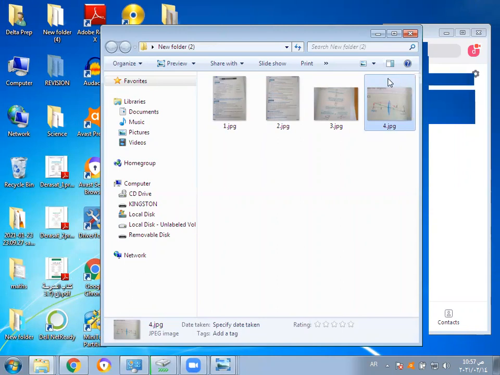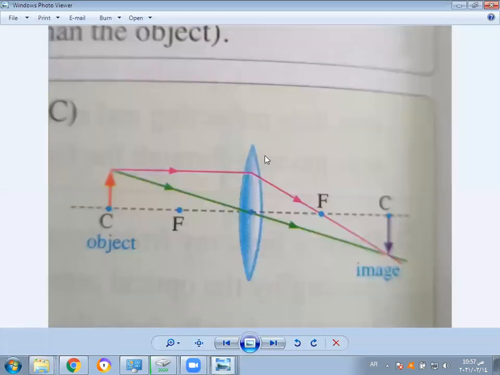Of course, it is the state when the object is found at a distance equal to the radius of curvature, as we see here. This is the object. The object lies here at a distance equal to the radius of curvature, or it is found at the center of curvature of the lens.